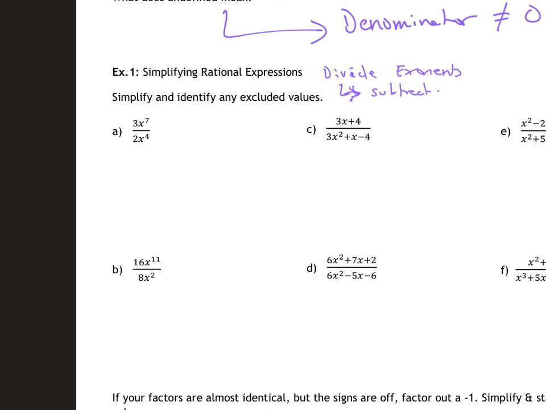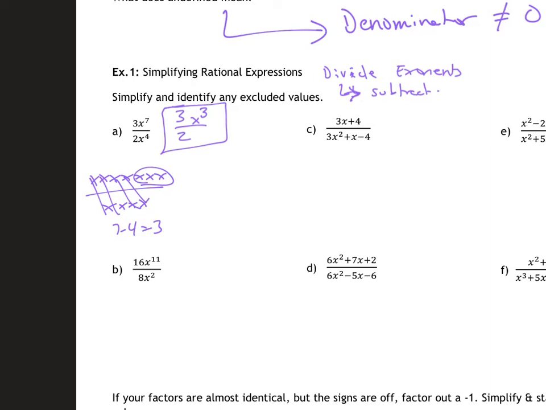So let's look at the first one. We have 3x to the 7th over 2x to the 4th. The 3 and 2, my numbers, can't simplify, so I'm just going to leave them. With the exponents, 1, 2, 3, 4, 5, 6, 7 over 1, 2, 3, 4, we cancel those. I have 3 left over, so it's x cubed up top. I could have done 7 minus 4 is 3. 3 is positive, so it stays up top. Now, 2 is in my denominator. There is no variable, so I am finished there. My answer is good to go.